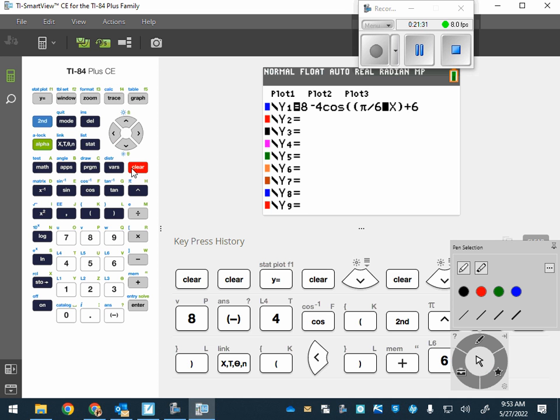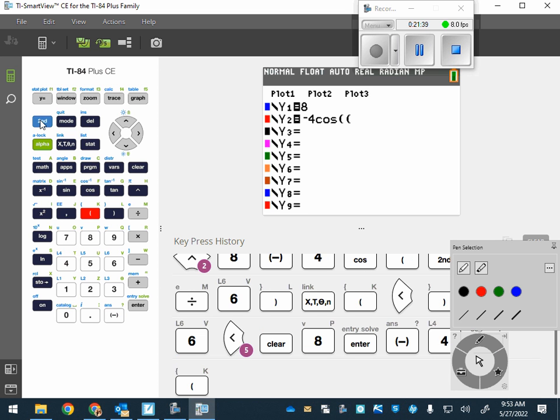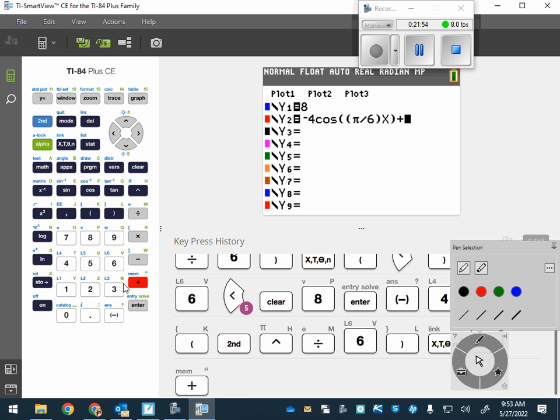Hold on. 8, and then enter. -4 cosine. Second, this little caret is where you find the pi. Divide by 6. Close it. X. Close it again. Plus 6. Okay.